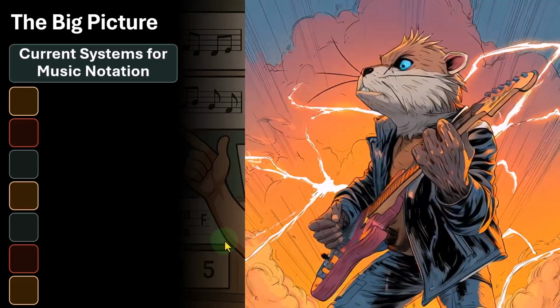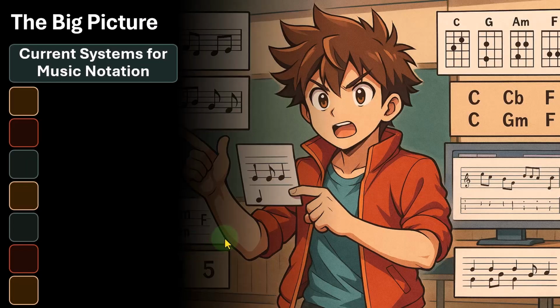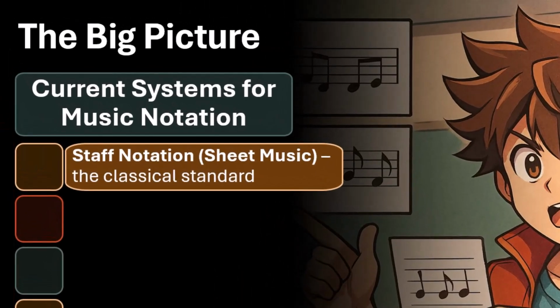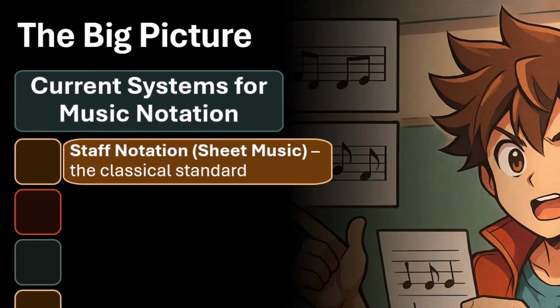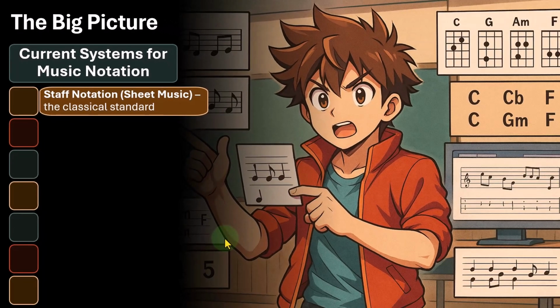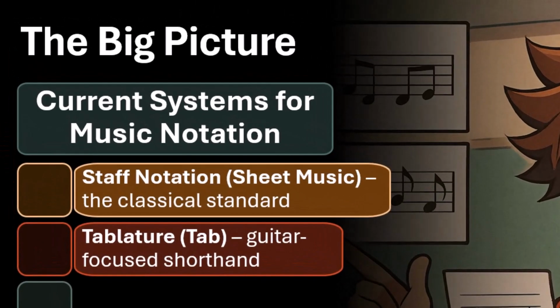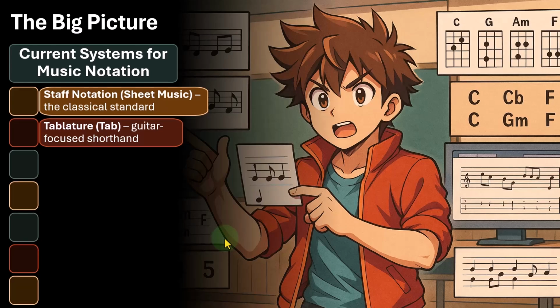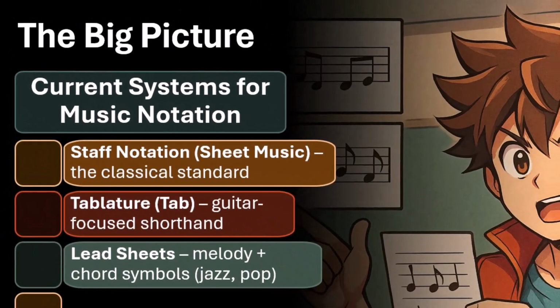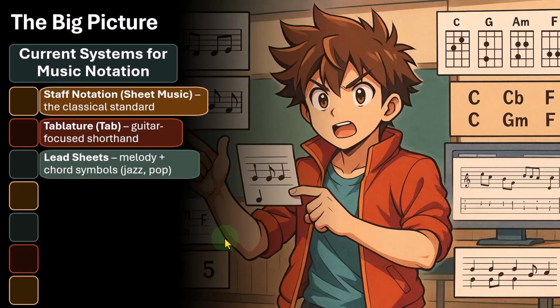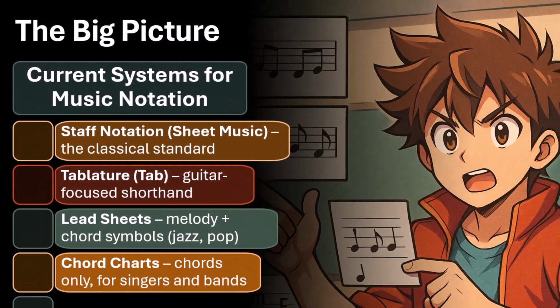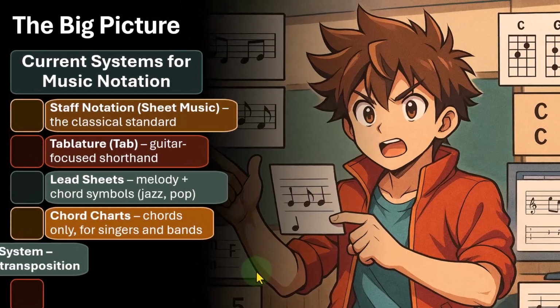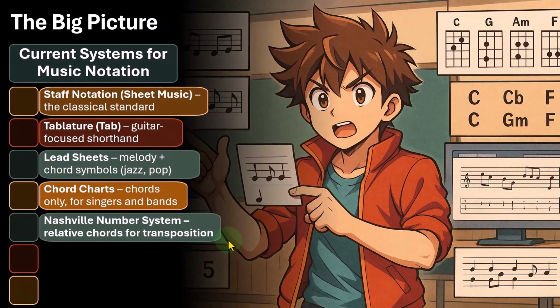So we have the big picture here, the current system for music notation. How can we write down, how can we read our musical ideas? Well, we've got the staff notation. That's going to be the classical kind of format of writing down our musical ideas. Sheet music, the classical standard. We've got tablature or just tab, guitar-focused shorthand. We've got lead sheets, melody plus chord symbols for jazz and pop. We've got chord charts, chords only for singers and bands. We've got the Nashville number system, relative chords for transposition.